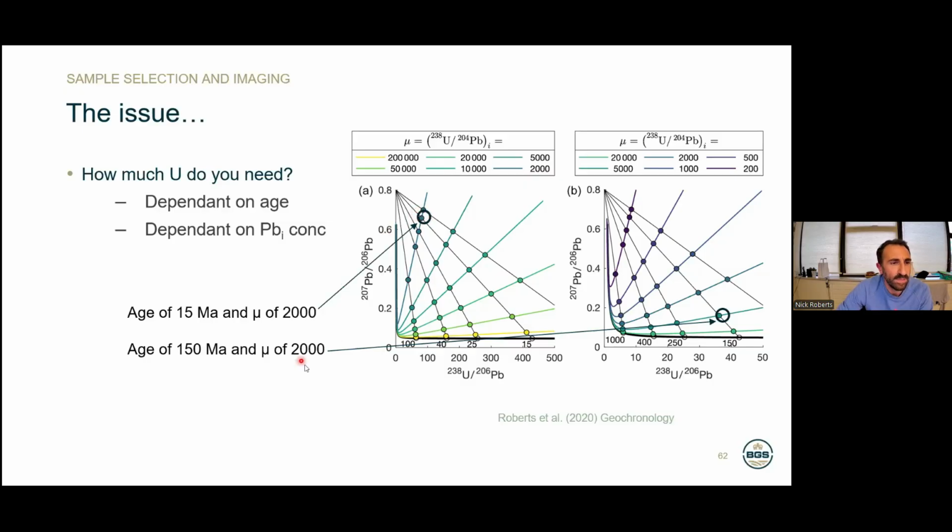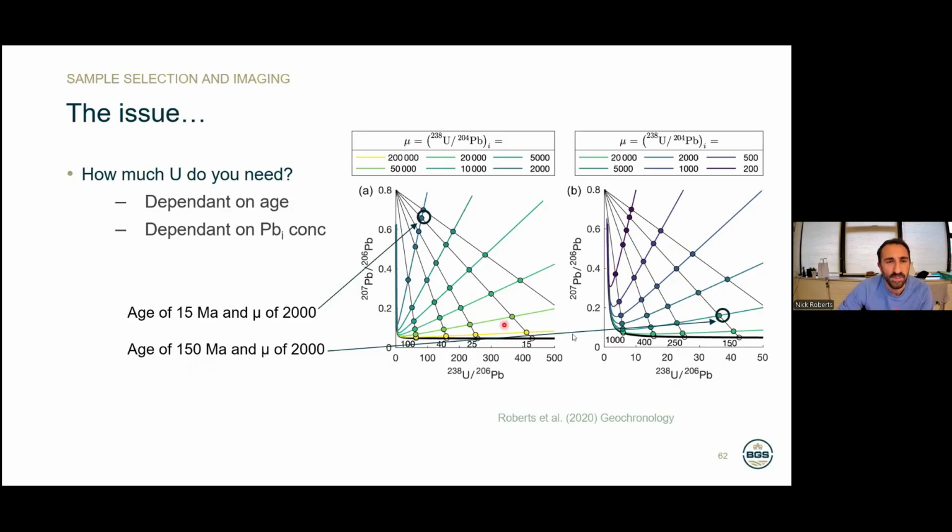On the other hand, the same sample that had a mu value of 2000, if it was 150 million years old, in that time we're going to have a lot more time to grow radiogenic lead from our uranium, and so the maximum radiogenic lead is going to be down here. So we might get a much more precise age now, getting much closer to the true age.